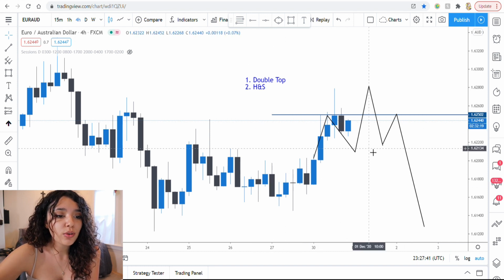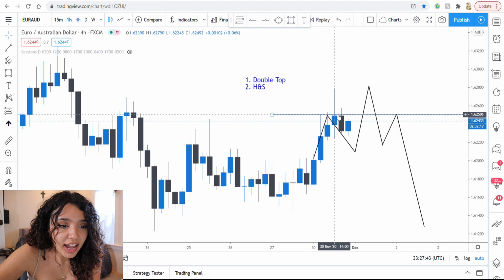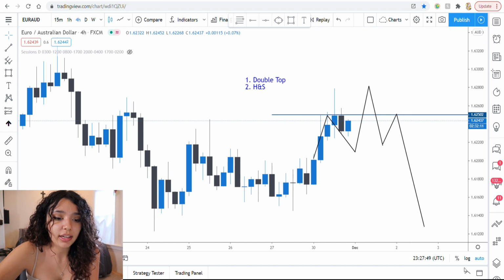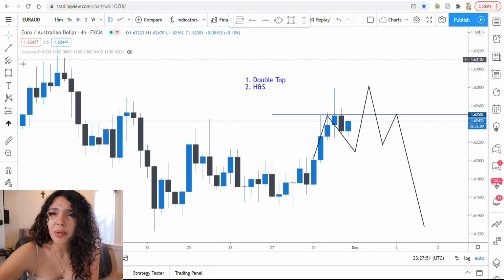So just to identify what is going on here, at this high, this would let us know we can sell right here confidently and continue that downtrend. I hope that made sense.